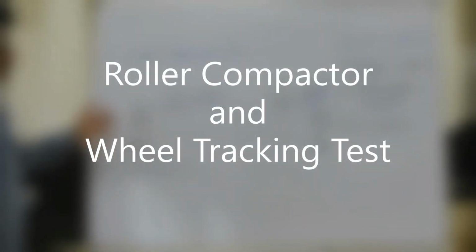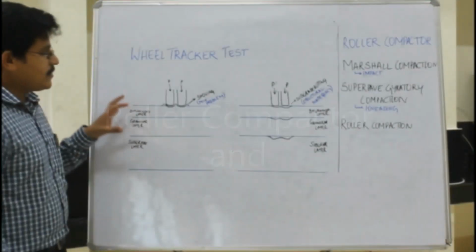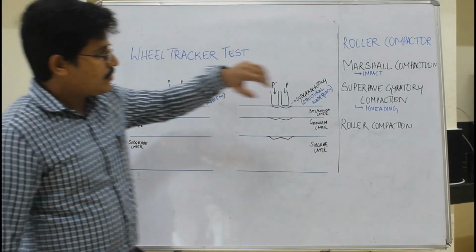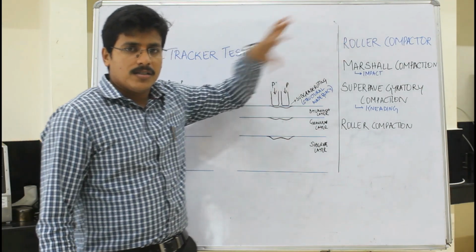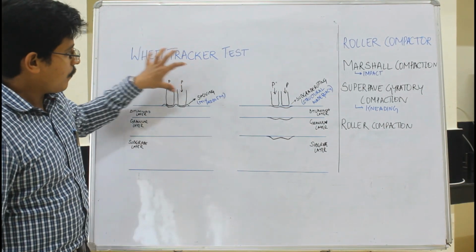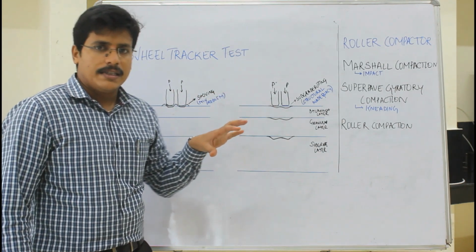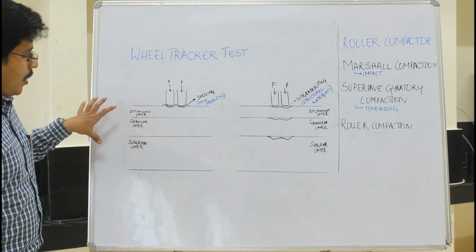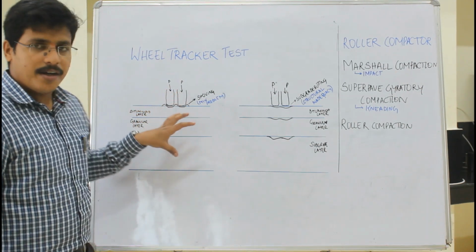So today we will do two tests, right? One is the wheel tracker test, and the other is a demo of the roller compactor. Before the wheel tracker test, we will see what rutting is. In the class I have told that rutting is a permanent deformation.